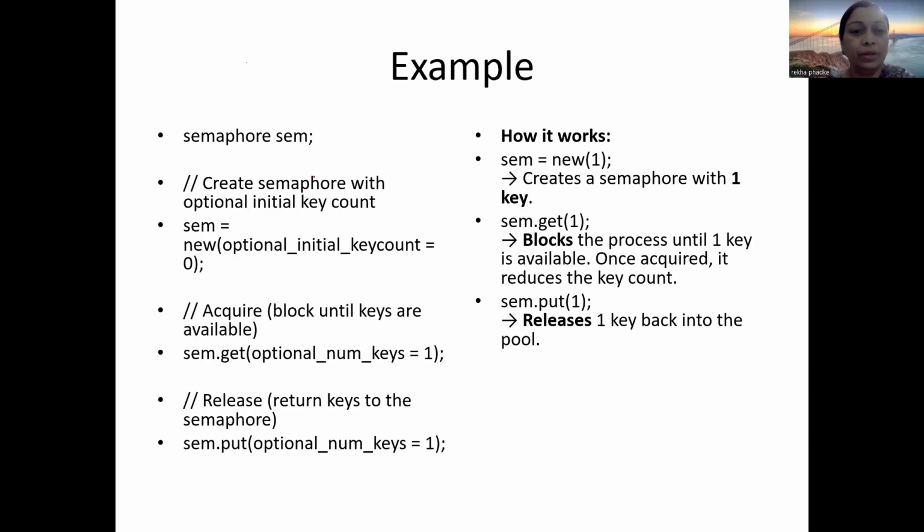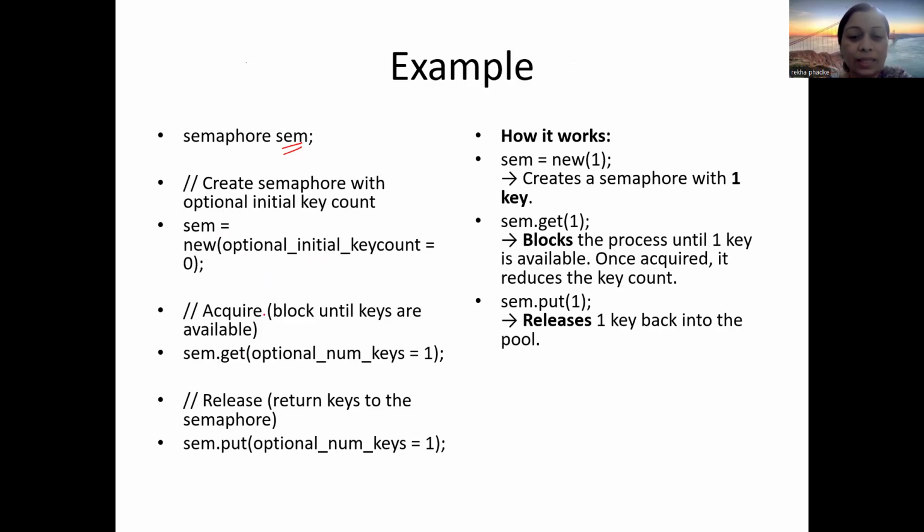For example, here I have semaphore sem, that is the syntax. The keyword is semaphore, and the name you can give any name. Here I've given the name as sem. Then I'll have to say sem is equal to new of optional initial key count. You can name it, or you can just say new of 0 or new of 1, indicating how many keys you're creating to that semaphore. So when I say key count is 0, optional, initially you're giving a value of 0 to it.